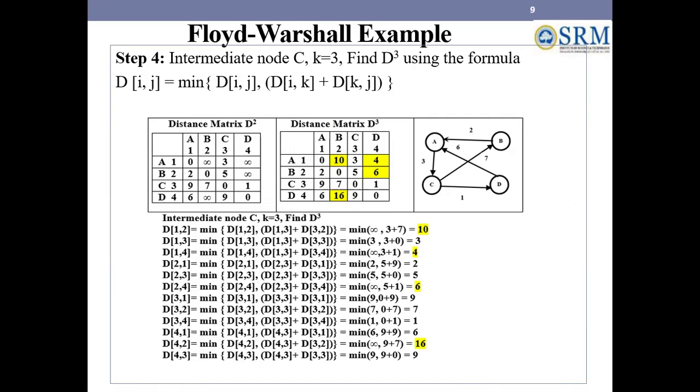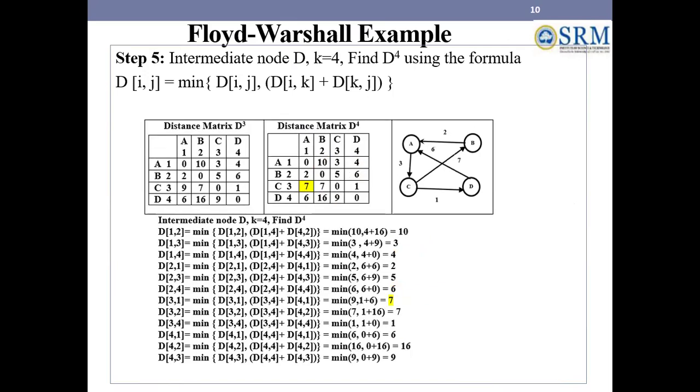9 plus 7, that is C to B, 16. So infinity is replaced by 16. So through C, there's a path from D to B. The cost is 16. The new value is assigned. And the last iteration, k equal to 4, that is intermediate node D.